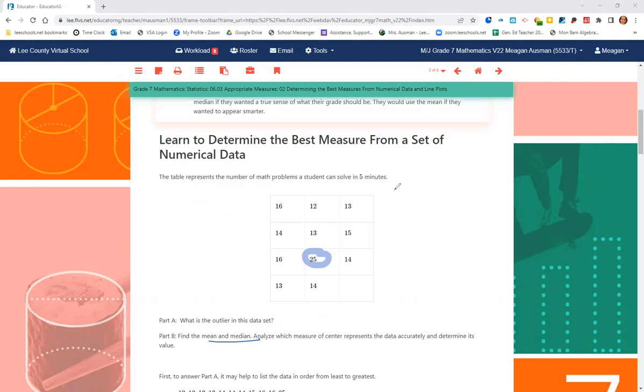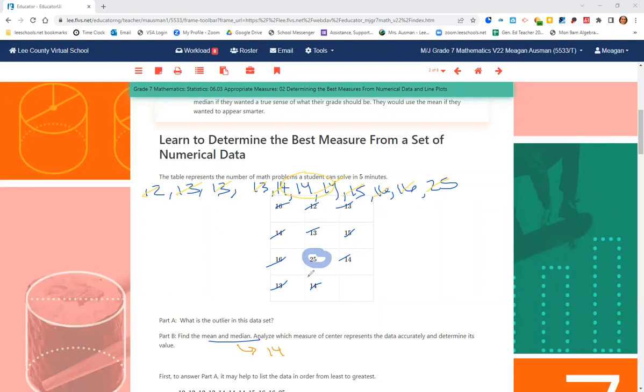Okay, so the median's pretty easy, but we need to put the numbers in order. So we've got 12, 13, 13, 13, 14, 14, and 14. Then we've got 15, two 16s, and then our 25. So we can do our median: cross off the highest, lowest, highest, lowest, highest, lowest, until we get the middle number. So the median is 14.